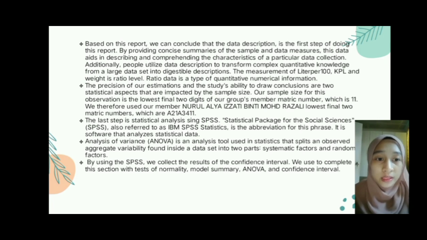Next, the confidence interval is used to evaluate the interval of statistics that estimates a population parameter. By using SPSS, we collect the result of the confidence interval. We use the complete discussion with the test of normality, model summary, ANOVA, and confidence interval. Thank you.